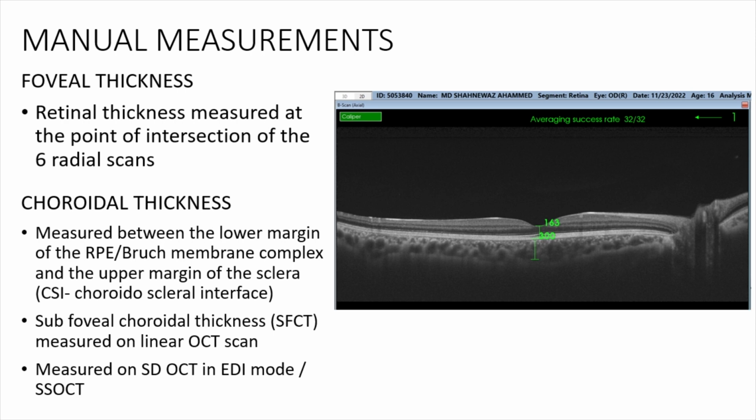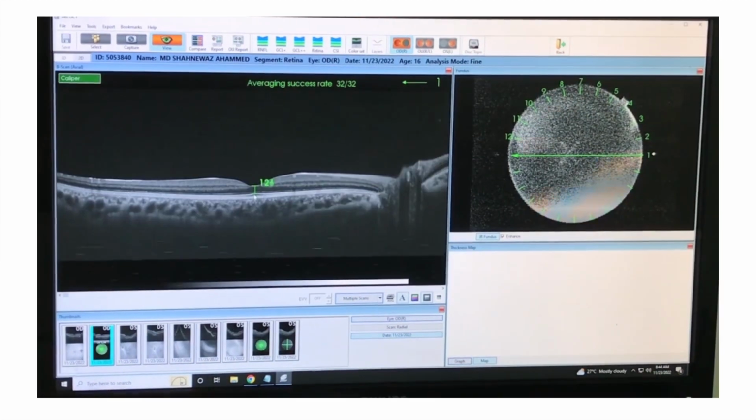The main measurements are the foveal thickness and the choroidal thickness. The foveal thickness is taken from the center, which is again the center of the intersection of the 6 radial scans. And the choroidal thickness is between the lower margin of the RPE-Bruch's membrane and the upper margin of the choroidoscleral complex. The choroidal thickness is usually measured either on the SS-OCT or with the enhanced depth imaging in the SD-OCT. It is not possible in the plain SD-OCT. This is just the way it is usually done.